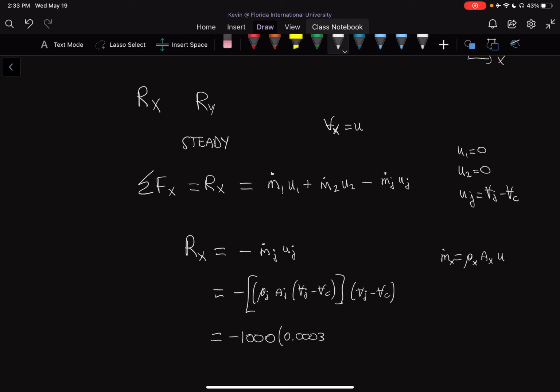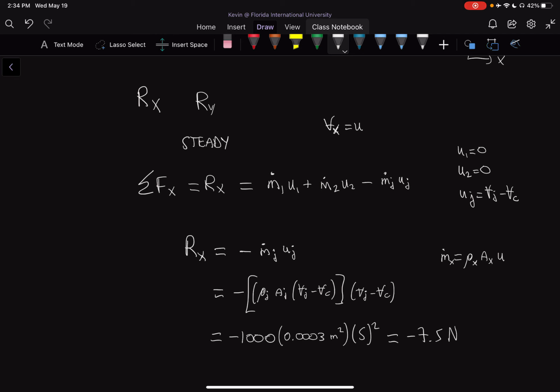0.0003, and that 0.0003 comes from our initial question. We're given that the jet area is 3 centimeters squared. So this is 3 centimeters squared in meters squared. Okay, and the 1,000 is also given in the question. It's kilograms per meters cubed, telling you the jet density. And then we multiply this by the velocity, which is 5 squared. So we get that this is equal to minus 7.5 newtons.